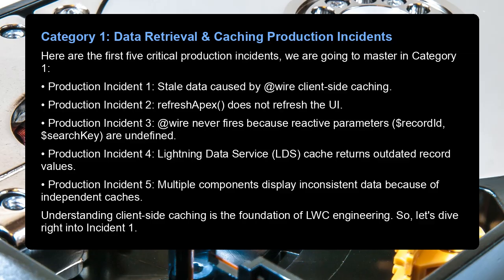Production Incident 4, Lightning Data Service LDS Cache returns outdated record values. Production Incident 5, Multiple components display inconsistent data because of independent caches. Understanding client-side caching is the foundation of LWC engineering. So, let's dive right into Incident 1.